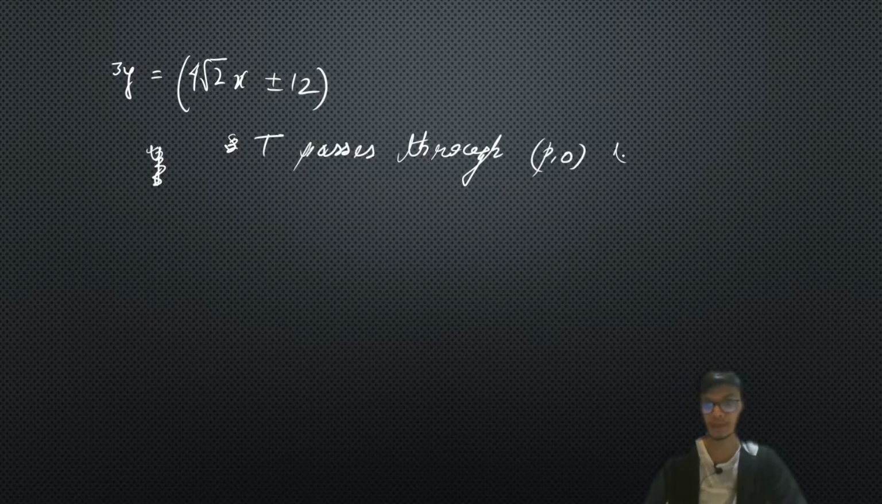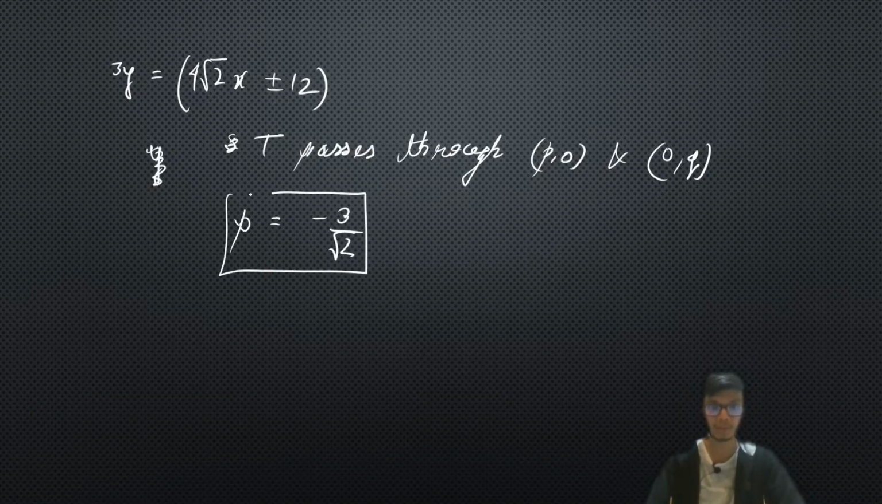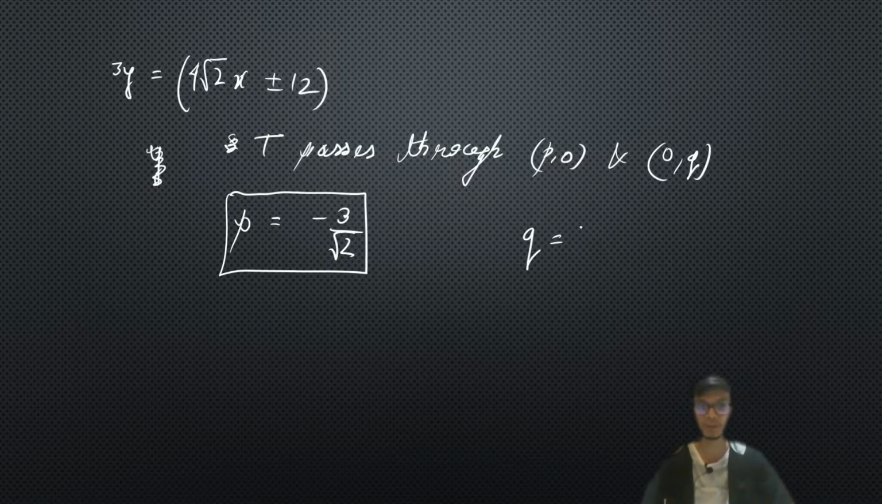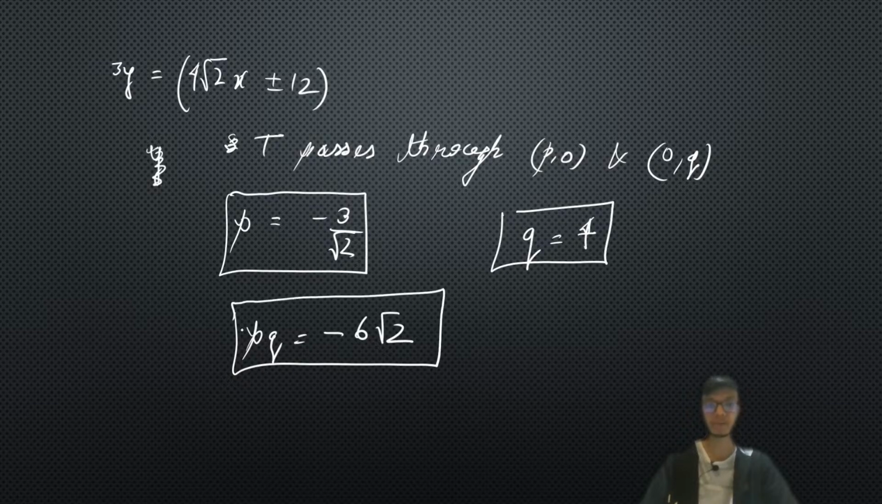This tangent passes through p comma 0 and 0 comma q, and it says that q is greater than 0. If I put y equal to 0, p is going to be minus 3 by root 2, and if I put x equal to 0, then q is just equal to 4. So my value of p into q is going to be minus 6 root 2.